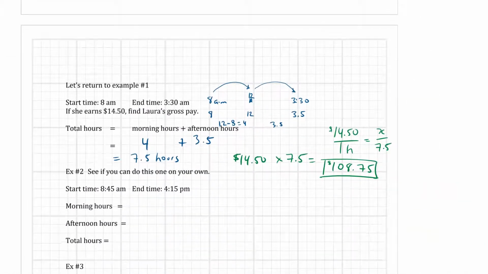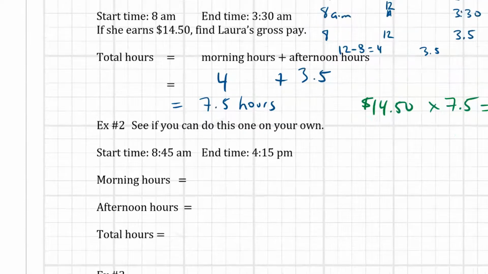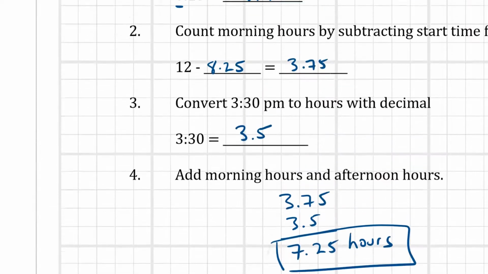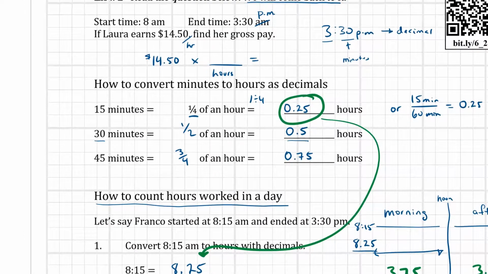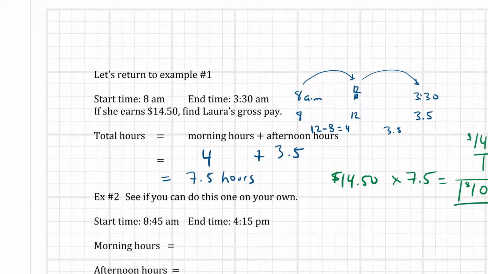Example number 2, it says, see if you can do this one on your own. I'm still going to do this one with you, so if you want to, you can pause and try it out, but I'll do this one. Start time is 8:45. Okay, so to figure out the morning hours, I have to take that 8:45 and change it into decimal form. Well, 45, where was that one in our chart? We had a chart, didn't we? 45 is 3/4 of an hour, so we're going to change that to 0.75. So in other words, this will look like 8.75.